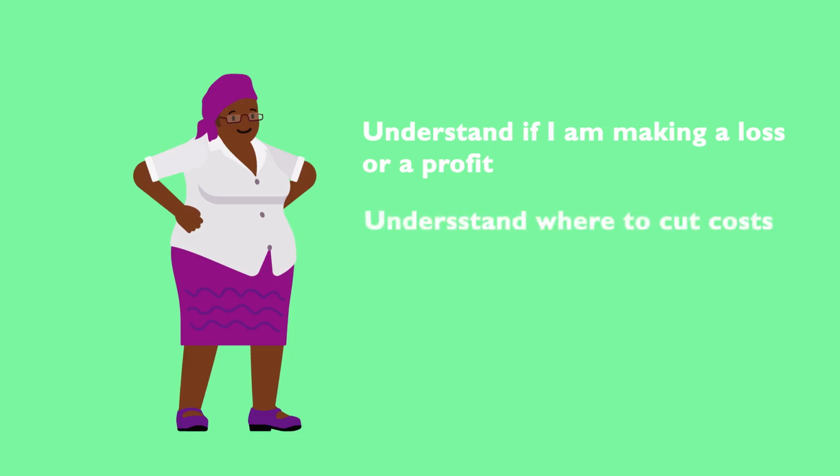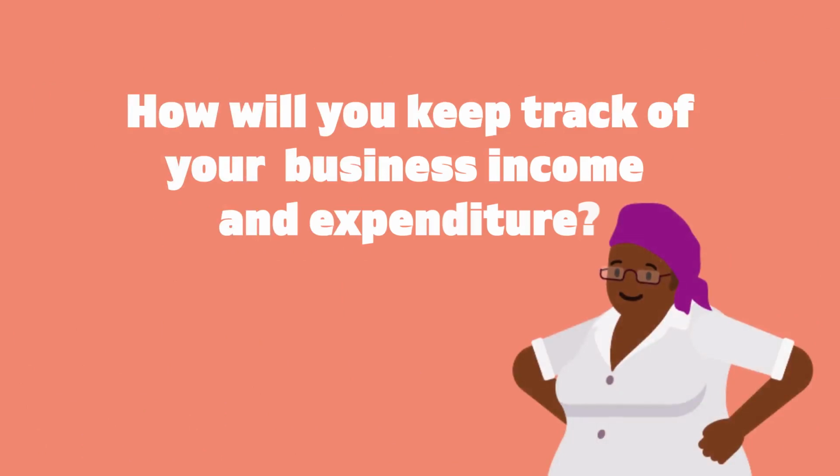Keeping an income and expenditure record is important to understand if I am making a loss or a profit over time, where to cut costs, and can inform my overall business strategy going forward. But this is just how I do it. It has been helpful to me to keep track of my transactions on a regular basis. However, you can organize income and expenditure sheets in the way that works best for you. How will you keep track of your business's income and expenditure?